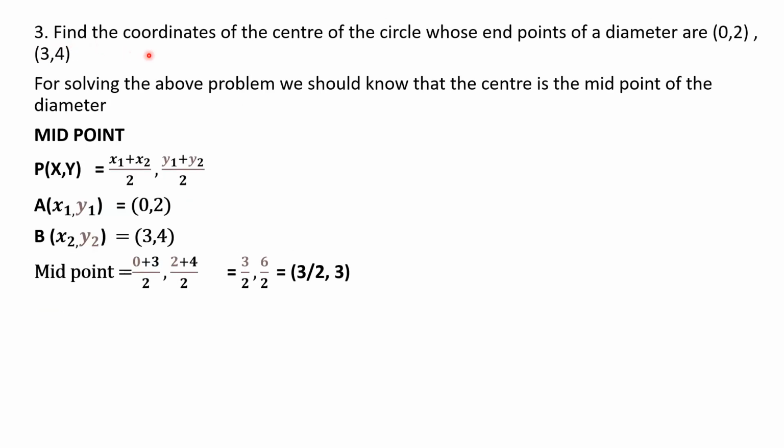Third problem: find the coordinates of the center of the circle whose endpoints of a diameter are (0, 2) and (3, 4). The diameter is given, you have to find out the center. The center is the midpoint of the diameter. That is, we have to find out the midpoint of (0, 2) and (3, 4). When we find the midpoint, (0 + 3)/2, (2 + 4)/2, that is equal to (3/2, 3). This is the center of the circle. Now going to the next one.